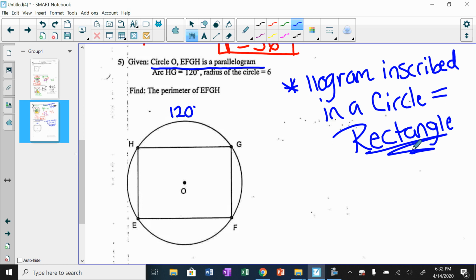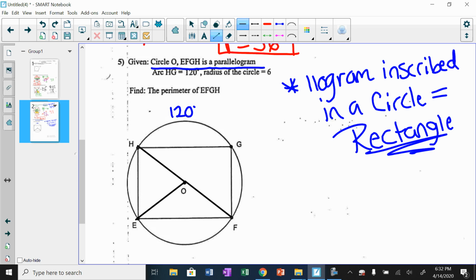I know arc HG is 120 and the radius of the circle is 6. Now remember, where do I want to draw these radii in? I want to draw them right to the points of contact between the polygon and the circle. So I'm drawing them in to make little triangles.